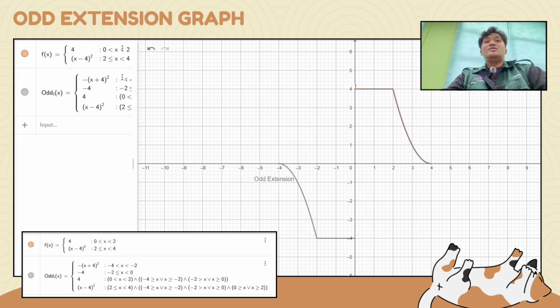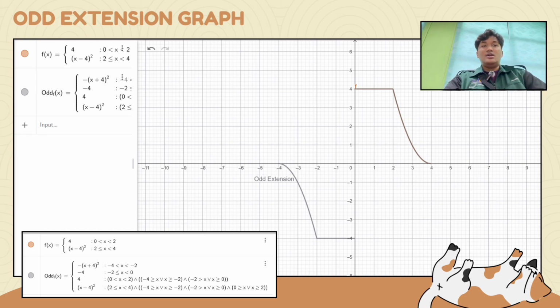So for the graph, the left side is from -4 to 0. A parabolic curve starts at (-4, 0) and curves downward to (-2, -4), followed by a flat horizontal line at y equal to -4 from x equal to -2 to x equal to 0.